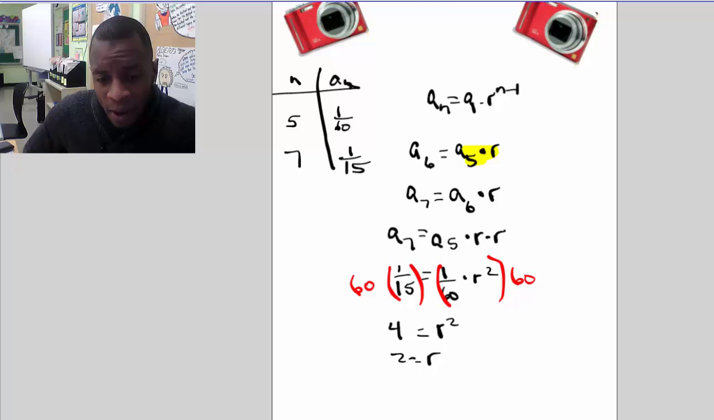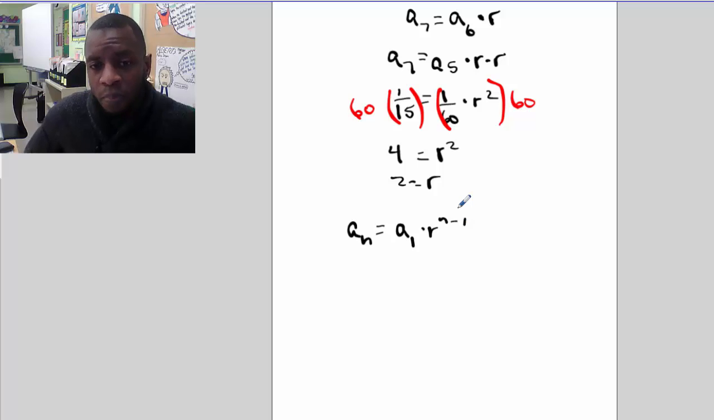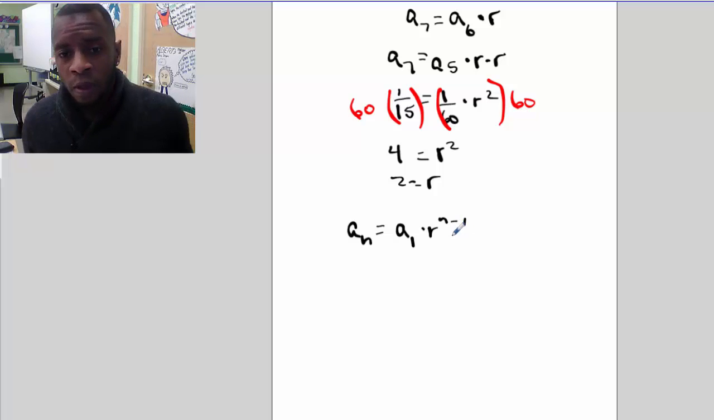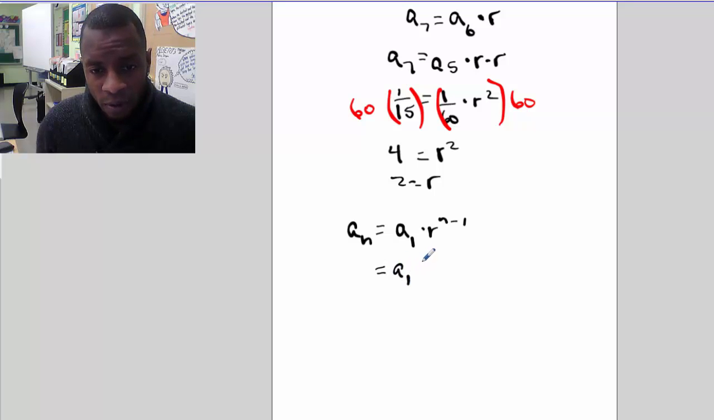Okay? And now we can use that in our formula, a sub n equals a1 times r to the n minus 1, to find what our first term is and write our explicit function. Okay? So we're going to plug in. We don't know a sub 1. We do know r, which is 2.